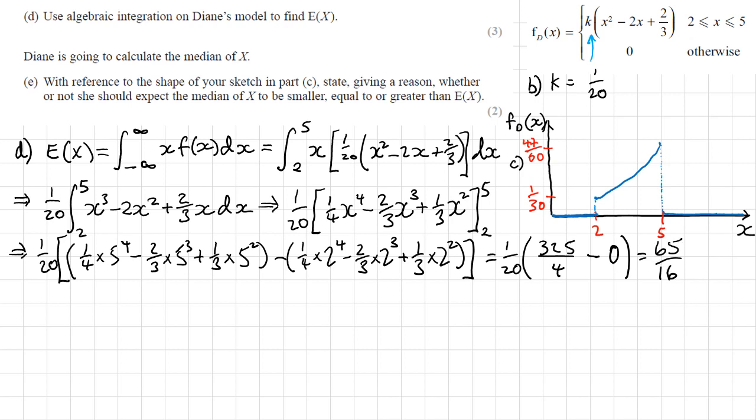So I guess we could leave our answer like that, or we could give it as a decimal, and we don't really need to round this. 4.0625. So either one of those should be fine. I can leave my answer exact, so I'll actually leave it as the 65 over 16.